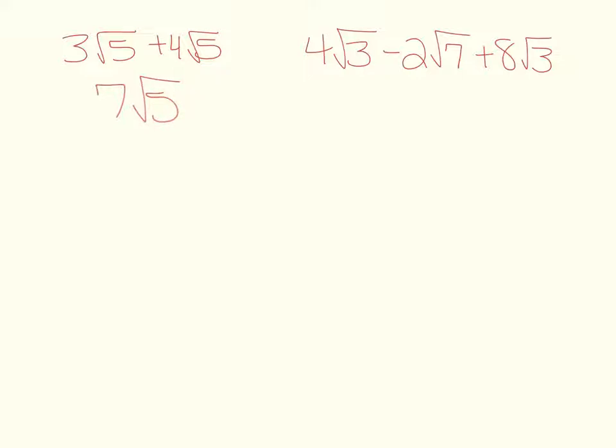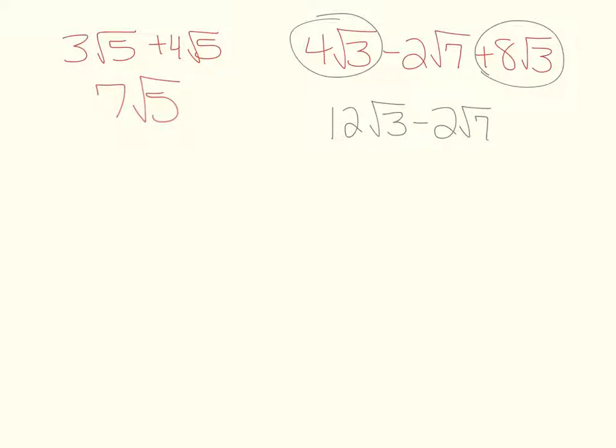You can't. So I look over here, 4 root 3 minus 2 root 7 plus 8 root 3. I look for my like terms, 4 root 3 plus 8 root 3. That's sort of like 4x plus 8x. So I get 12 root 3 minus 2 root 7. Those are not like terms. I'm done. That's as far as I can go.